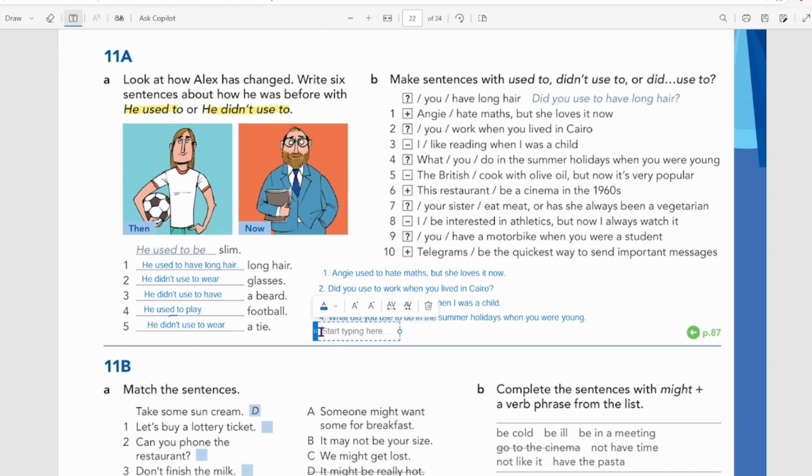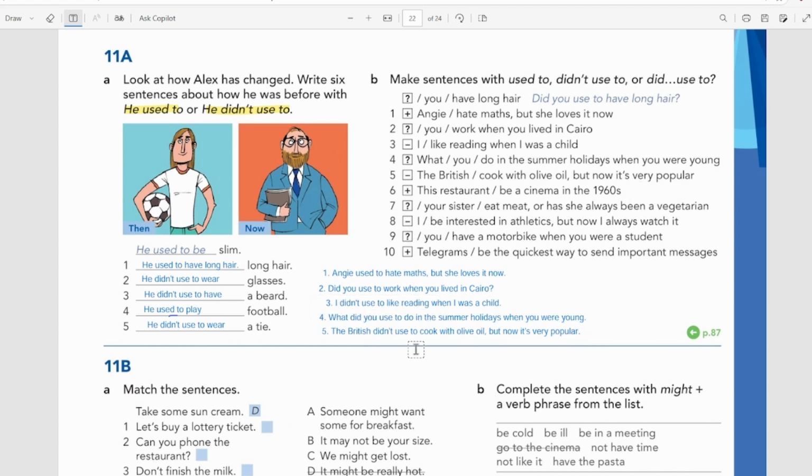Okay. Number 5, negative. The British cook with olive oil. So: the British didn't used to cook with olive oil, but now it's very popular. That's it. Number 5 is done.